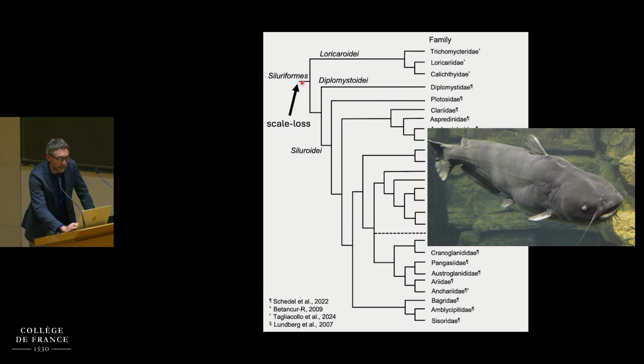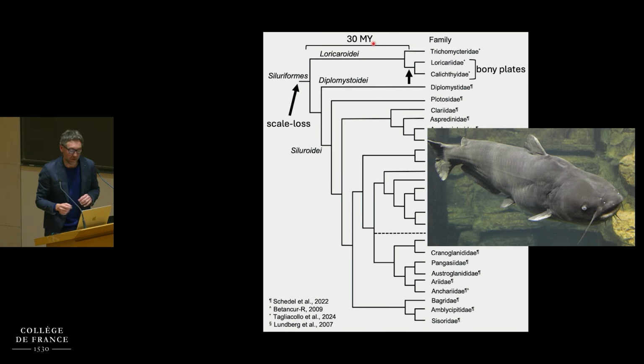And basically the scales were lost here, and most catfishes still preserve this phenotype of being a big, scaleless, smooth-skinned fish. And bony plates only evolved in those restricted lineages. And the interesting thing is that in between the point of scale loss and the first appearance of bony plates that we know of, there was around 30 million years. So there would have been 30 million years of absence of scales.